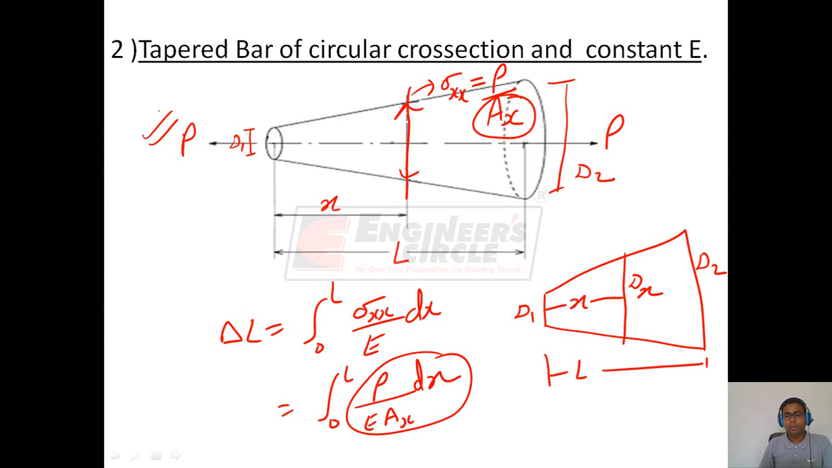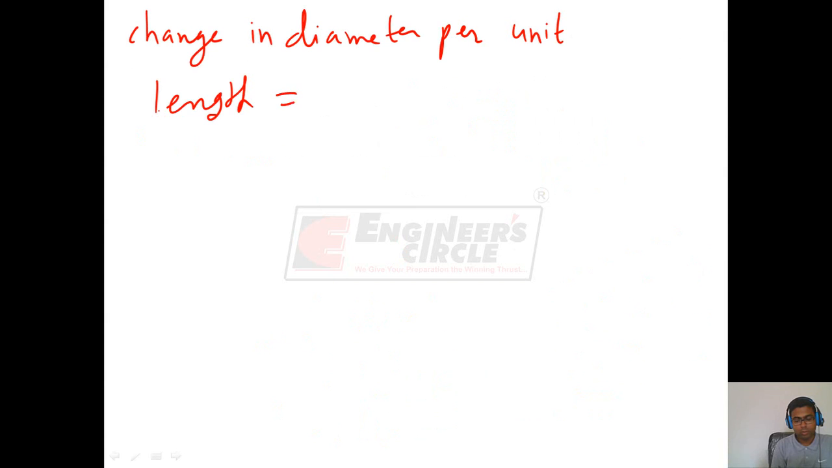Assuming the variation of diameter to be linear over the length L, we can write that in length L, the change of diameter is d2 minus d1. Therefore, change in diameter per unit length is equal to d2 minus d1 by L.